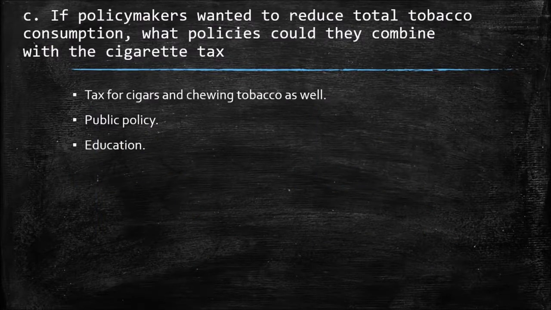Okay, so if policymakers wanted to reduce total tobacco consumption, what policies could they combine with the cigarette taxes? If they want to eliminate all tobacco consumption, policymakers would think about a tax for cigars and chewing tobacco as well. So it's going to be a tax for all the products. In this case, there's going to be a change in the prices and quantities. But it could be a campaign, together with a public policy.